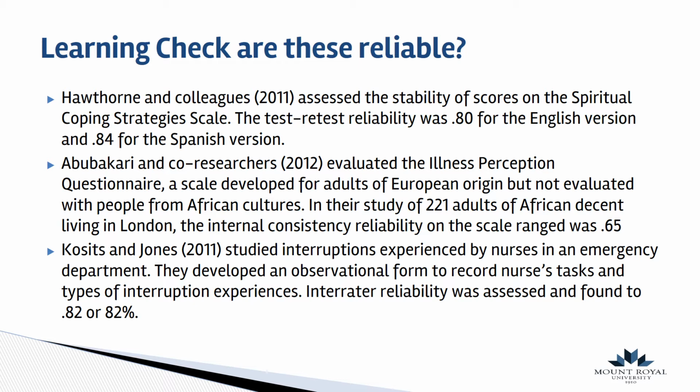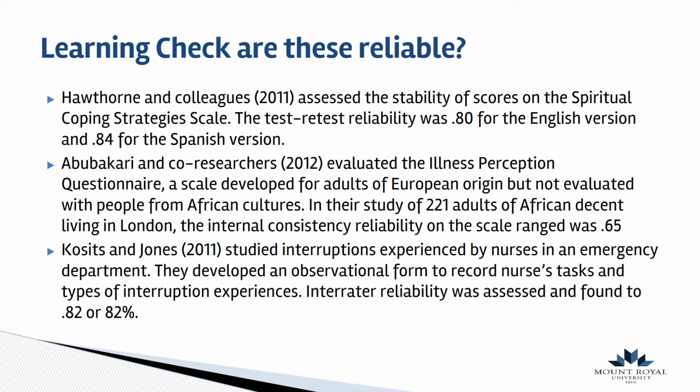I'm not even sure if I can pronounce it. Abu Kari and co-researchers in 2012 evaluated the Illness Perception Questionnaire, a scale developed for adults of European origin, but it hadn't been evaluated with people from African cultures. So in their study of 221 adults of African descent living in London, the internal consistency reliability on the scale was 0.65.